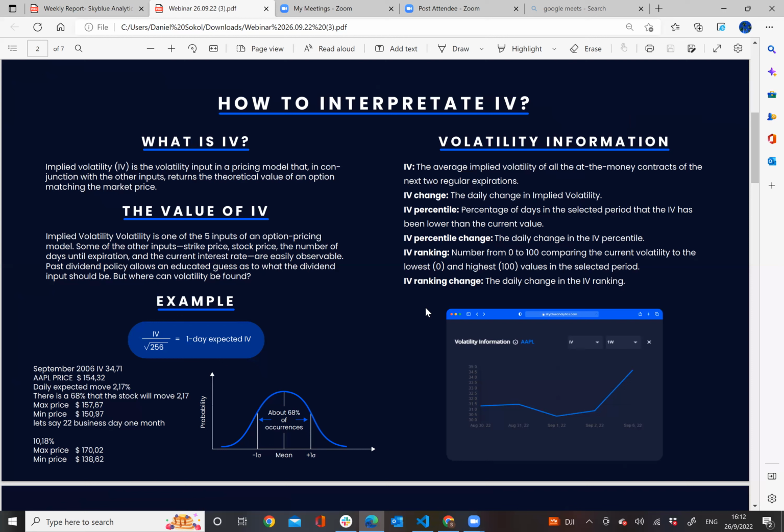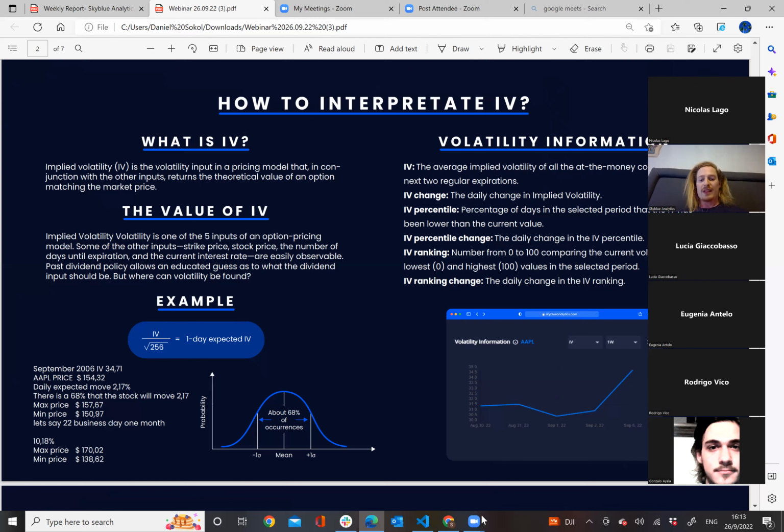Now, a question that I am frequently asked is, which option contract do you use? Basically, the option contract that you have to use is the one that is at the money. As it says here, I'm going to read: the average implied volatility of at the money contracts for the next 2 regular periods is the way that the market says this is a correct way to calculate it. That's the implied volatility of that underlying asset that is representative for it.